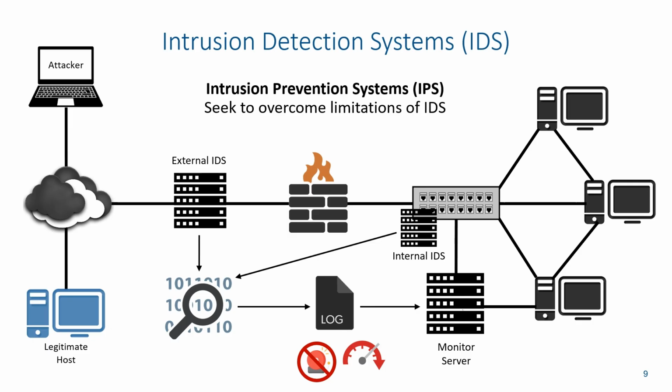An approach to address this is to use an intrusion prevention system, which also uses intrusion detection system filtering mechanisms. But an intrusion prevention system can also stop some kinds of attacks rather than just merely identifying them. It also overcomes the limitations of the IDS by providing the needed processing power.